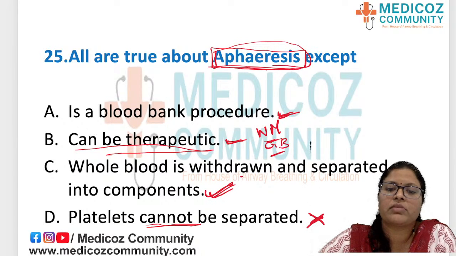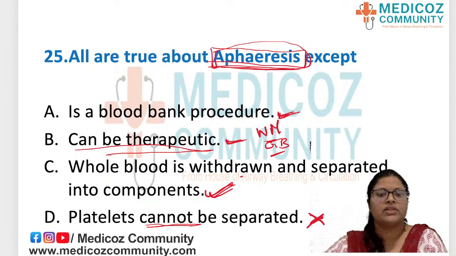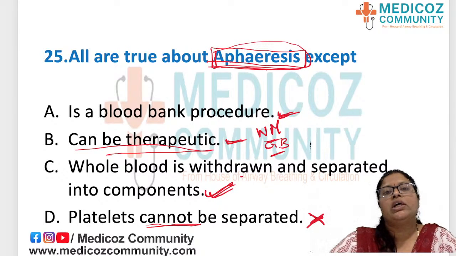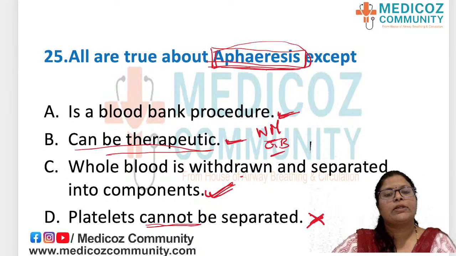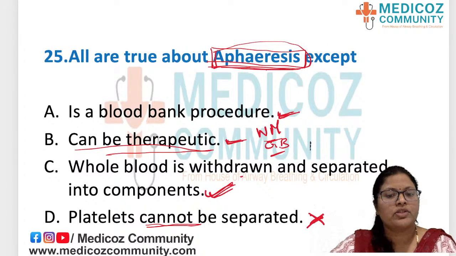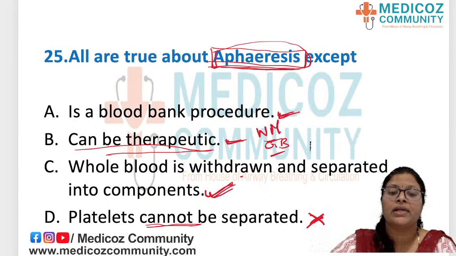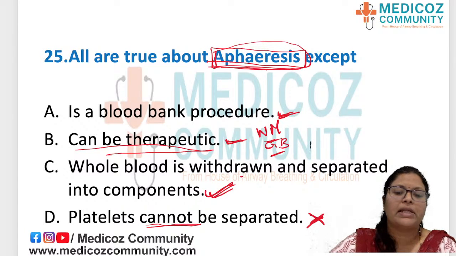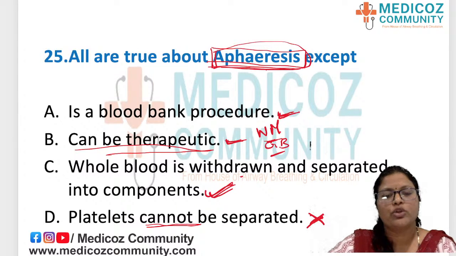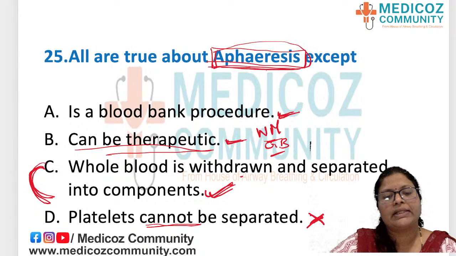Apheresis is a blood bank question, so that's why I've put it here. We'll discuss in detail when we do our session on blood banking. So apheresis is a blood bank procedure. It can be therapeutic, yes. And whole blood is withdrawn and separated into its components, yes, this is also correct. And option D, where they say that platelets cannot be separated, is false. All the components can be separated. So when you look at the question, you know that these two options contain the right answer. So platelets cannot be separated is the false statement.